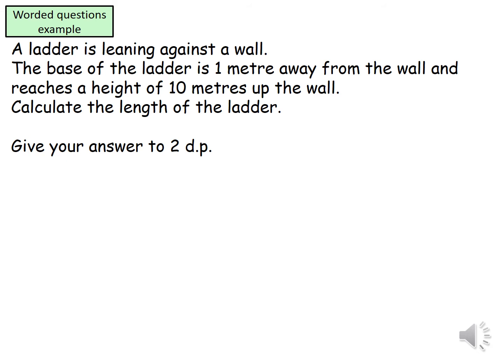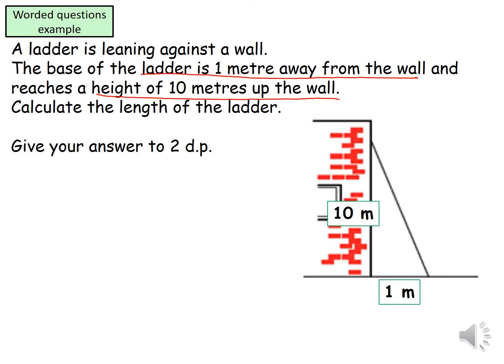First of all, we need to highlight the key information. So the first part is the ladder. It is 1 meter away from the wall and it reaches a height of 10 meters up the wall. That is our 2 pieces of information. What you need to do with the information is sketch what that would look like. Once you've sketched it, it would look like this. So it's 10 meters up the wall and 1 meter away from the wall. Now we need to work out the length of the ladder.